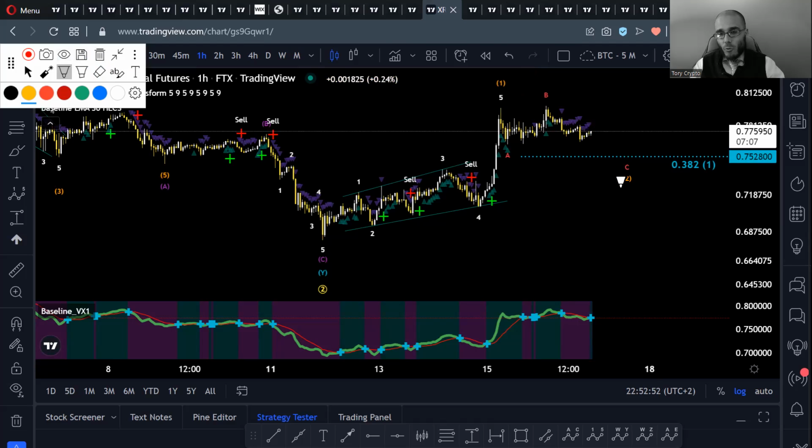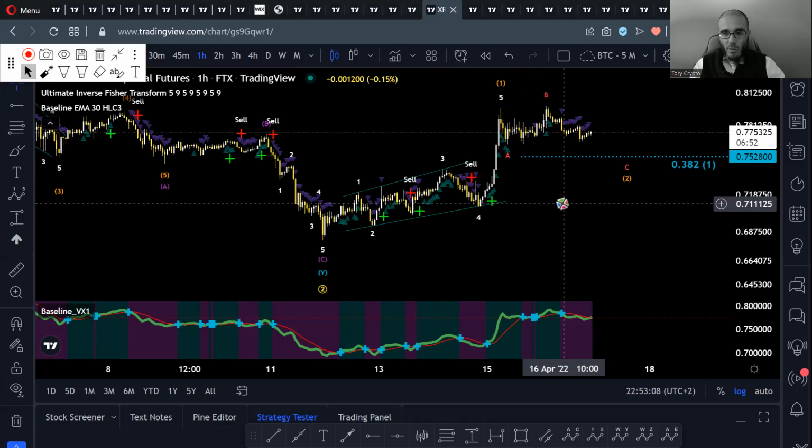Since here, according to Elliott wave, you only would get a small correction. But I think it can help you get better entries and exit points. That's actually all I wanted to talk about.